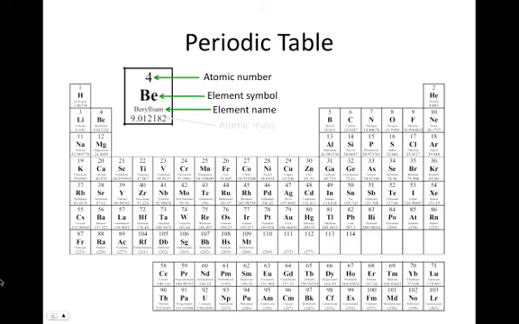You may remember this slide from the last lecture on the periodic table. Hopefully you recall that we can find out a wealth of information about each element from looking at the table. For example, we can tell the atomic number of each element, or the number of protons. We can tell the element symbol, the element name, and the atomic mass.